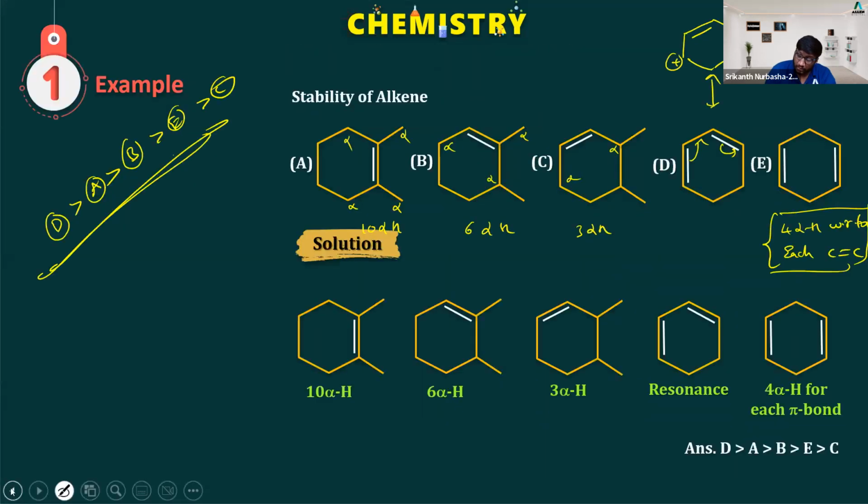Yes or no? So we got that D, A, B, E, C, right? So resonance is there in compound E. In all other compounds, there is no resonance. I'm not saying complete conjugation, just two alternate double bonds are there.